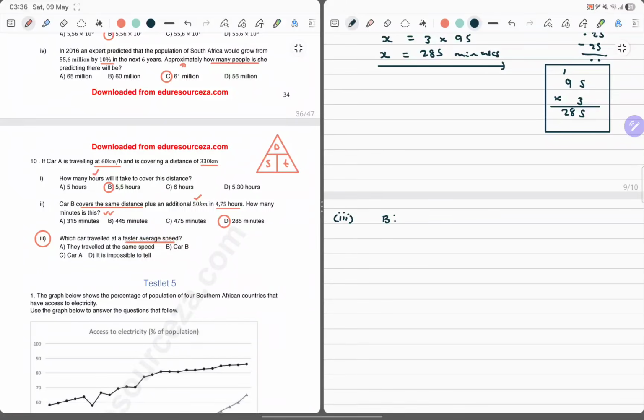What was that? 330. So car B's speed is going to be 330 plus an additional 50 kilometers, all divided by the time it took, 4.75 hours. Okay, that's fine, because here we're just looking at the speed in kilometers per hour, so we're going to keep it at that. Now, what is this one, guys? So the distance here is 330 plus 50, that's 380.